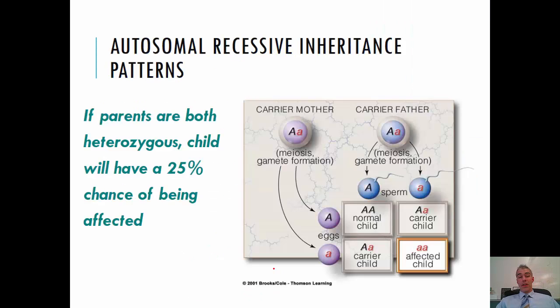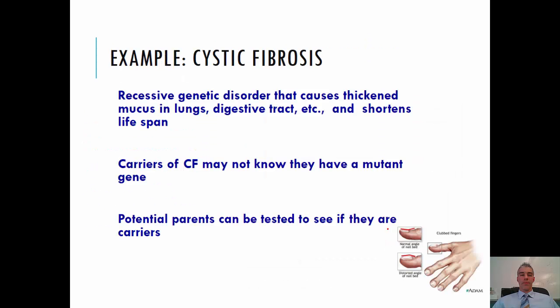In autosomal recessive inheritance, we have two carriers, a carrier mother and a carrier father, neither of whom may even know that they have the trait. But you have a 1 in 4 chance of having a child that has the disease and a 50% chance of having a child that is a carrier for that disease. So this can be masked because they don't seem like they have the disease and they wouldn't even know, and then they get together, have a child, and have a 1 in 4 chance of having it.